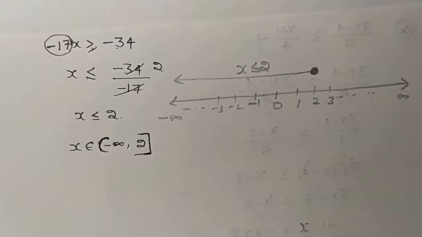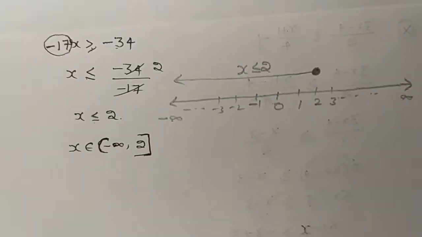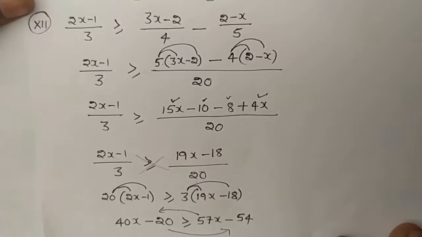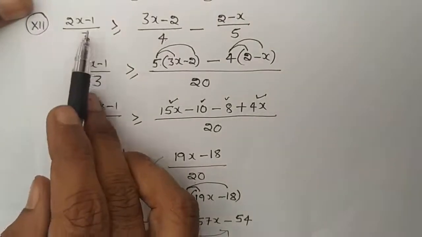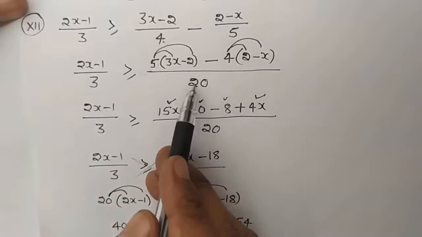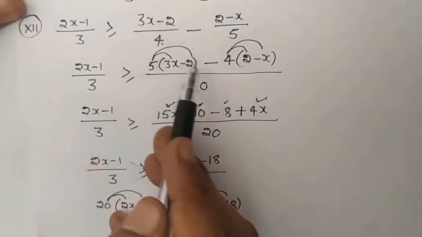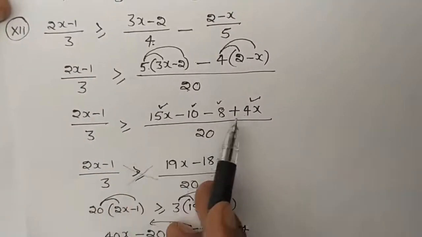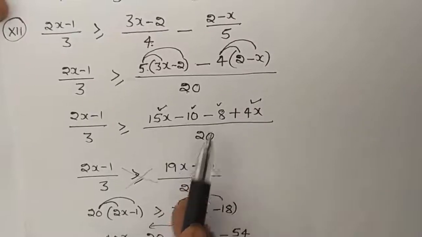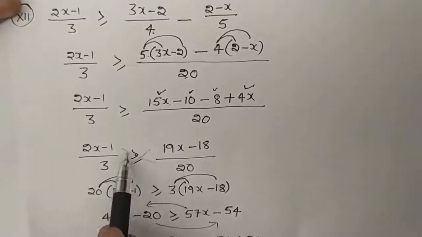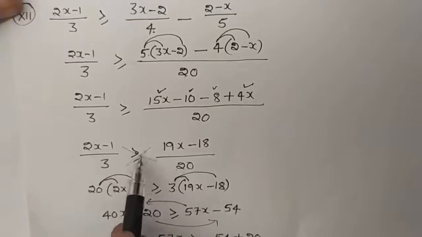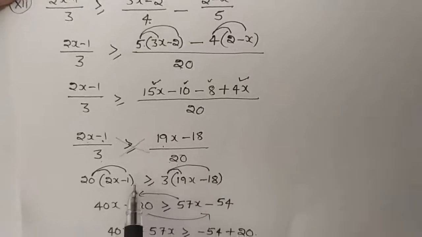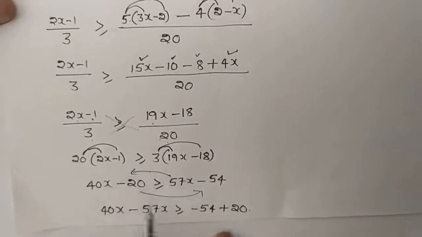Once again I will show you that problem, then you may note it down in your notebook. (2x minus 1) by 3. Here I took the LCM of 4 and 5, which is 20. 5 into (3x minus 2) minus 4 into (2 minus x). Then I multiplied inside the brackets. Then 15x plus 4x is 19x, minus 10 minus 8 is minus 18. After that I took cross multiplication: 20 into (2x minus 1) greater than or equal to 3 into (19x minus 18). After the simplification, here we found.